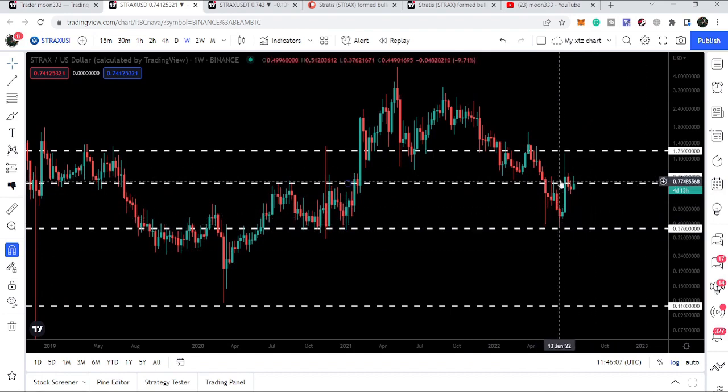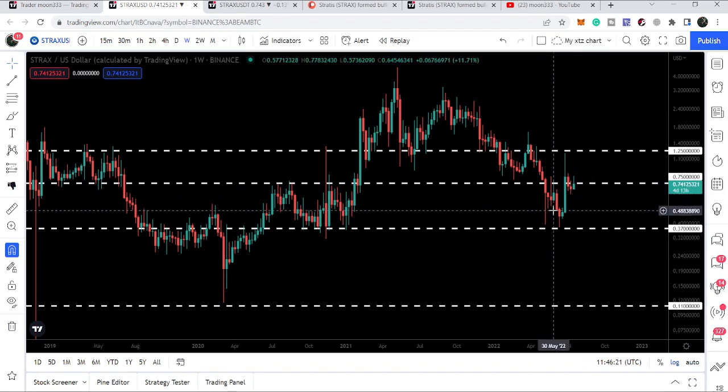at 37 cents. And before this double bottom, we were rejected here in May 2022, and right now you can see after this long spike, we again moved down, and right now it is still struggling to break out this resistance of 75 cents.